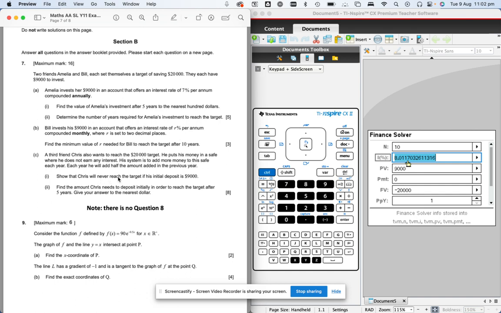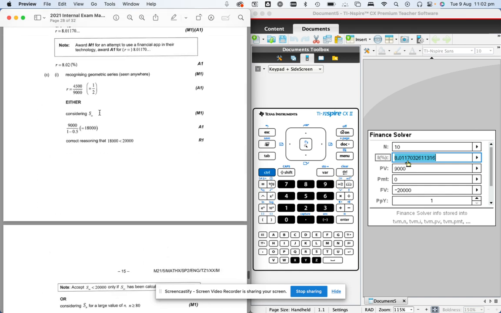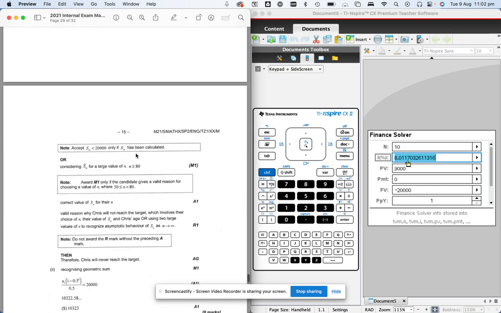Part 1 says show that Chris will never reach the target if his initial deposit is $9,000. So that's an infinite series. He will never reach it if after an infinite number of payments he's still not getting to $20,000. Part 2 says find the amount that Chris needs to deposit in order to reach the target after 5 years. So looking at the mark scheme really quickly, we can see R is a half because he's halving it every single year. So the sum to infinity will go to $18,000. So therefore he'll never reach the target.